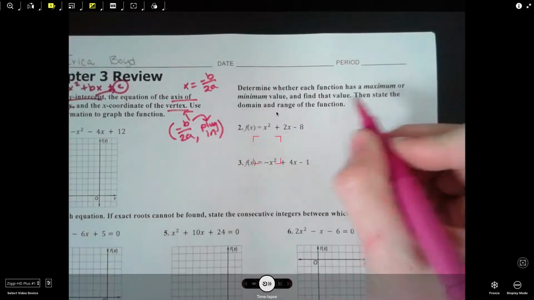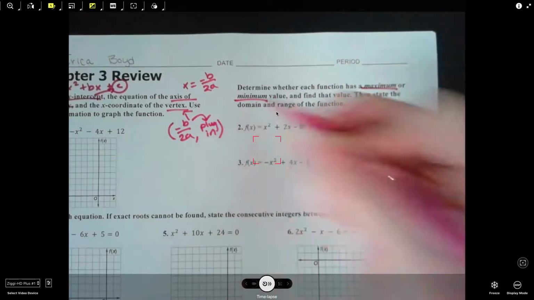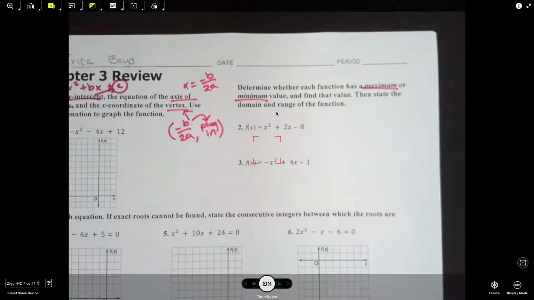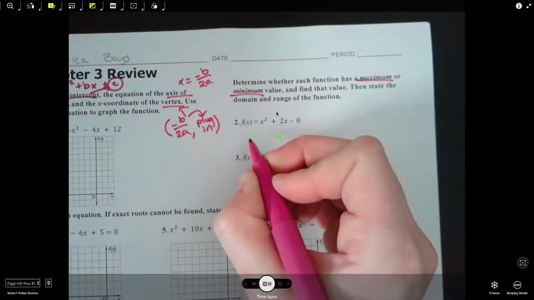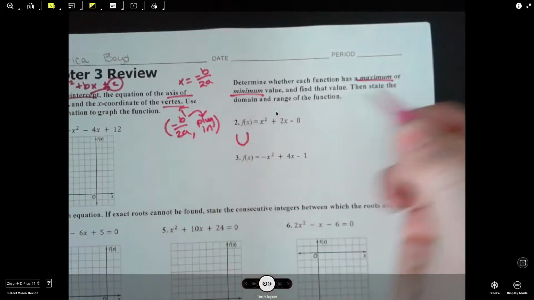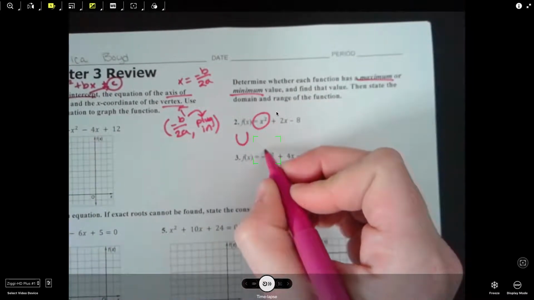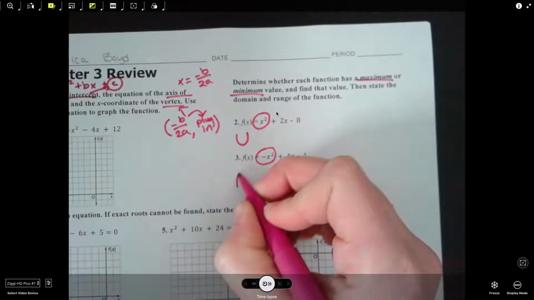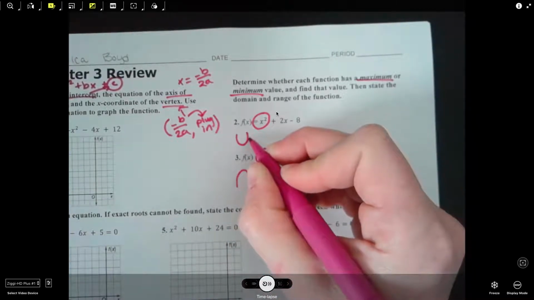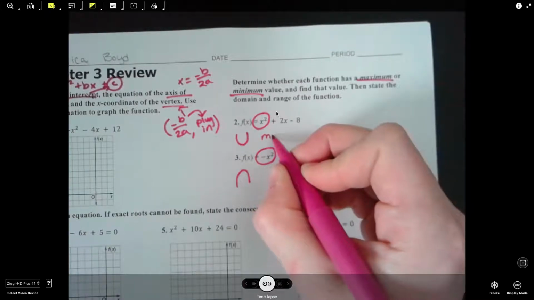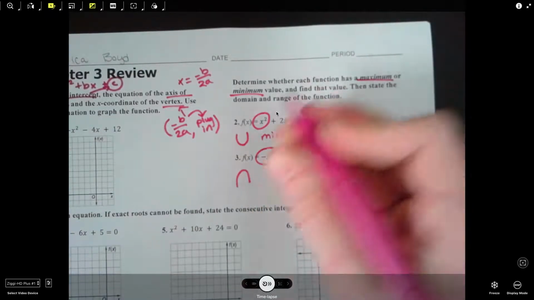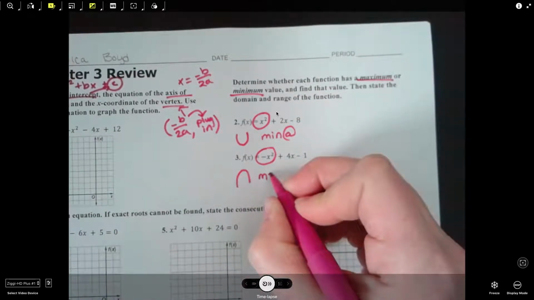Now, this next one. Determine whether it has a maximum or a minimum. How do I know whether it has a maximum or a minimum? Figure out if it's smiley or frowny. So, number 2, is it going to smile or frown? It's positive x squared. It's going to smile. What about 3? Negative. It's going to frown. So number 2 is going to have a minimum. We're going to find out where. And number 3 is going to have a maximum.